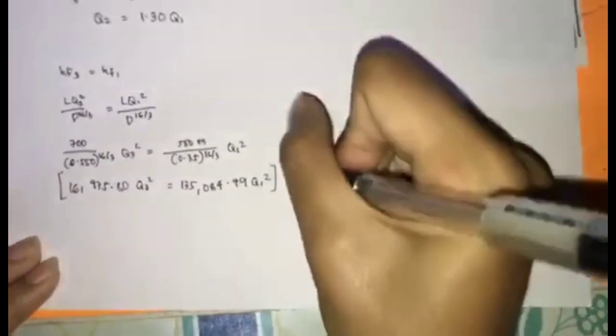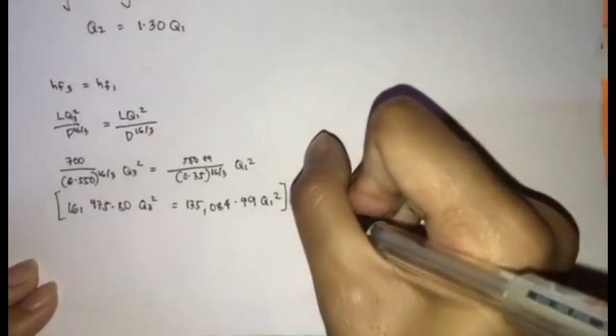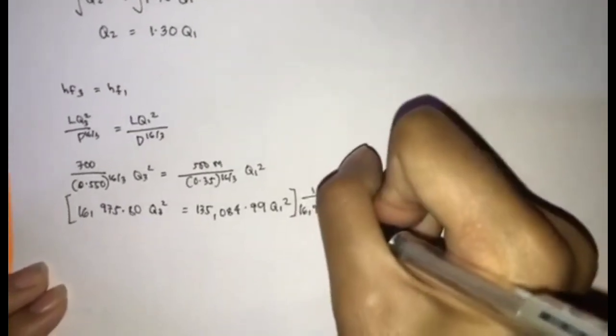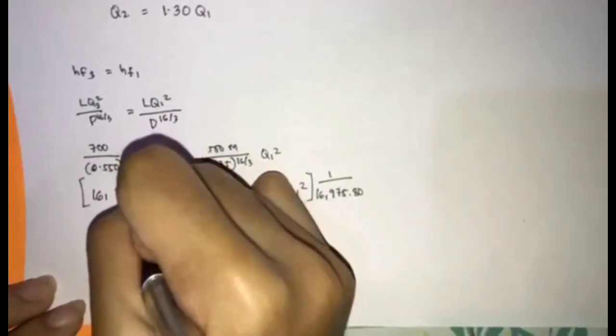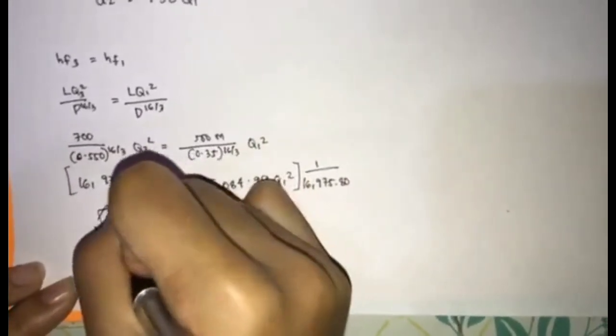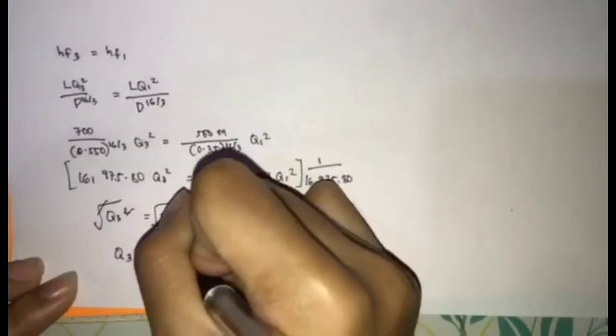And on the other side is 135,084.99 Q1 squared. So in order to get the value of Q3 in terms of Q1, we divide both sides by 16,975.80. So Q sub 3 squared is equal to 7.96 Q1 squared. So simplify. Q sub 3 is equal to 2.82 Q1.